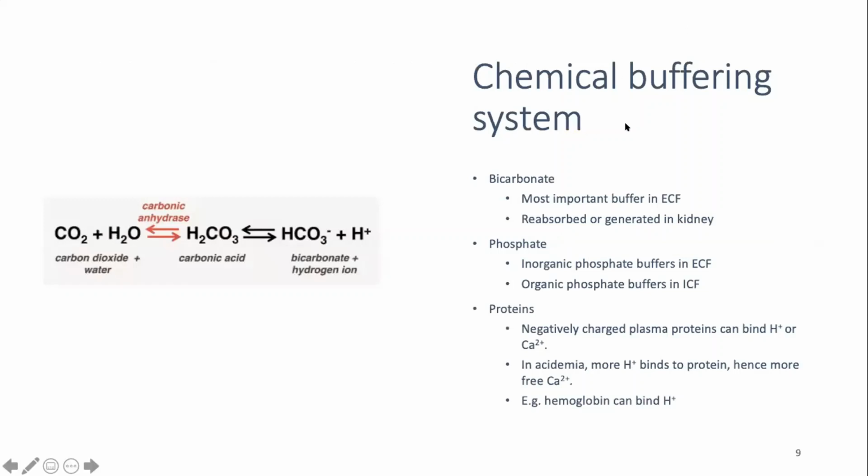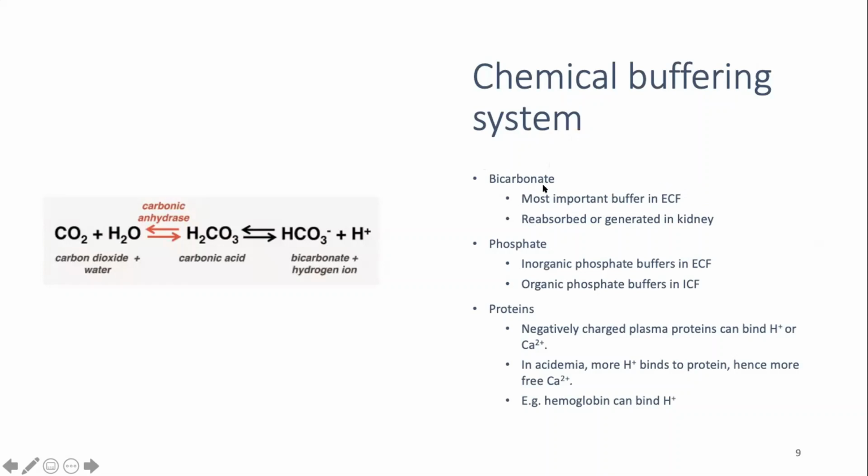So what are the chemical buffering systems in the body? The most important one is the bicarbonate, okay? And then we have two others, which are the phosphate and the protein. But bicarbonate is the most important one. And the bicarbonate is mainly in the ECF, so it mainly buffers the H+ in the ECF.